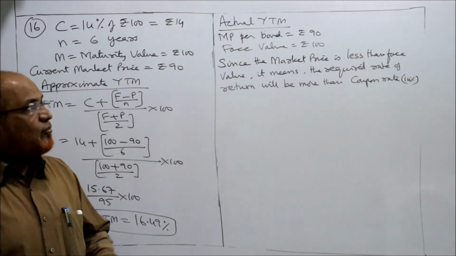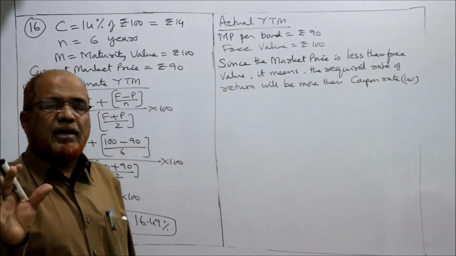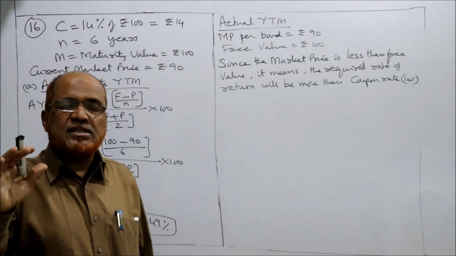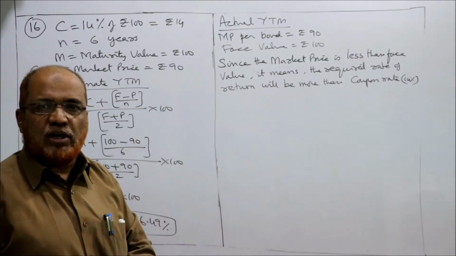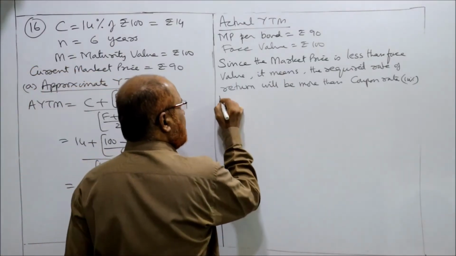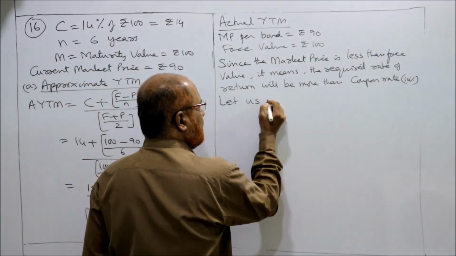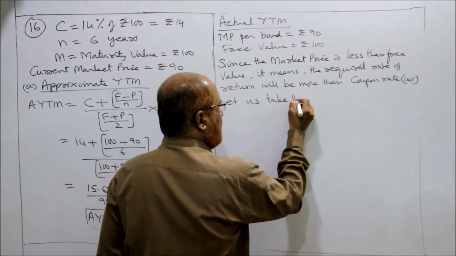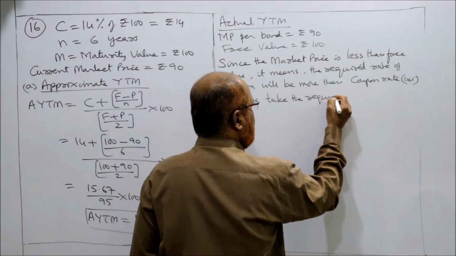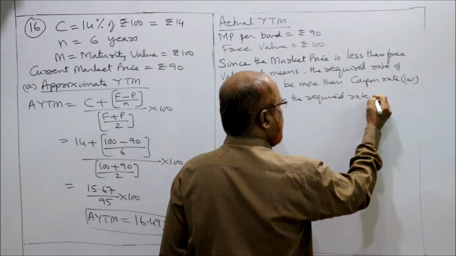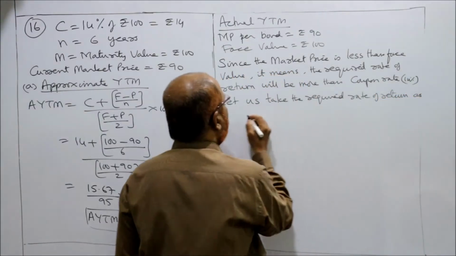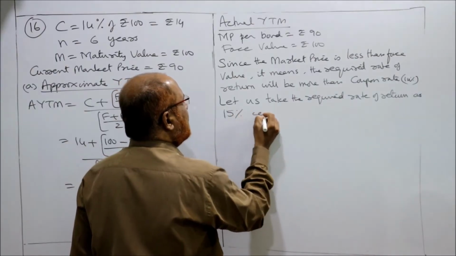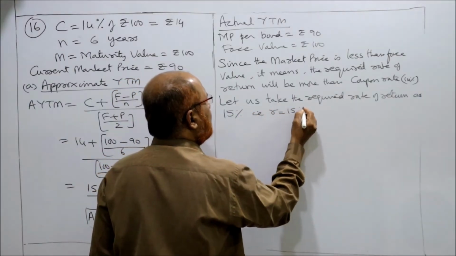तो मार्केट प्राइस ऑफ बॉन्ड अगर कम है तो इसका मतलब यह हो गया कि रिक्वायर्ड रेट ऑफ रिटर्न ज्यादा है. किससे ज्यादा है? कूपन रेट से. तो कूपन रेट 14%. तो लेट अस टेक द रिक्वायर्ड रेट ऑफ रिटर्न as 15%. That is R is equal to 15%.